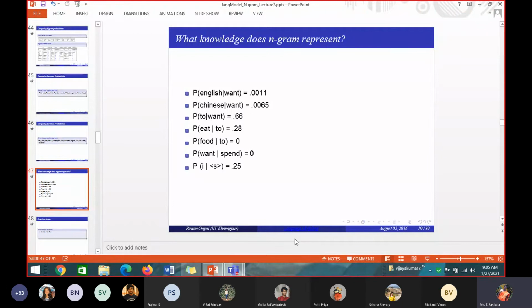2 followed by food, is there? The word food never occurs after 2. So in my corpus, what are they telling? The word food never occurs after 2, so it is 0 times.